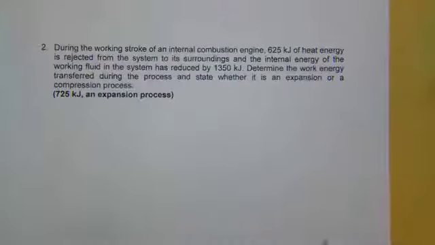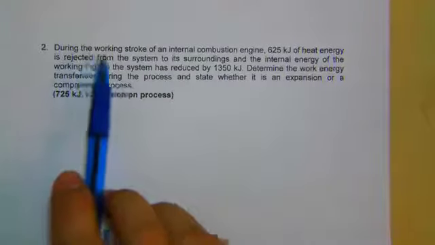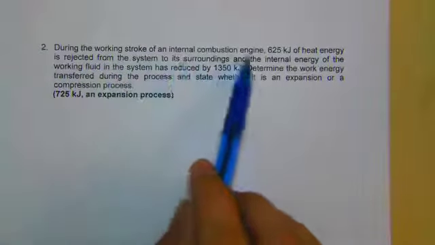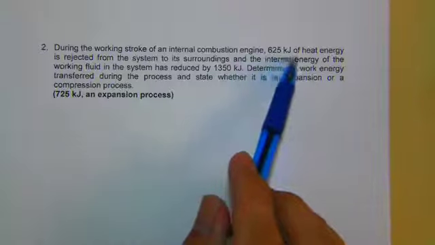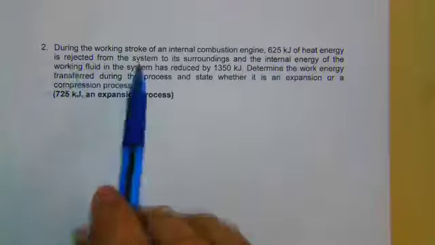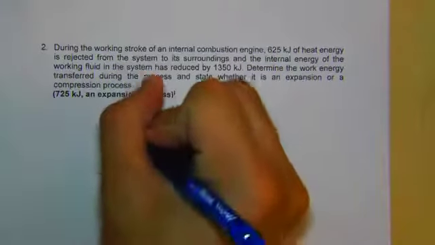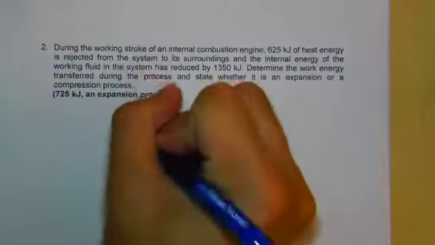Question number two. During the working stroke of an internal combustion engine, 625 kilojoule of heat energy is rejected from the system. So Q12 in this case is rejected from the system, meaning heat out, meaning negative 625 kilojoule.